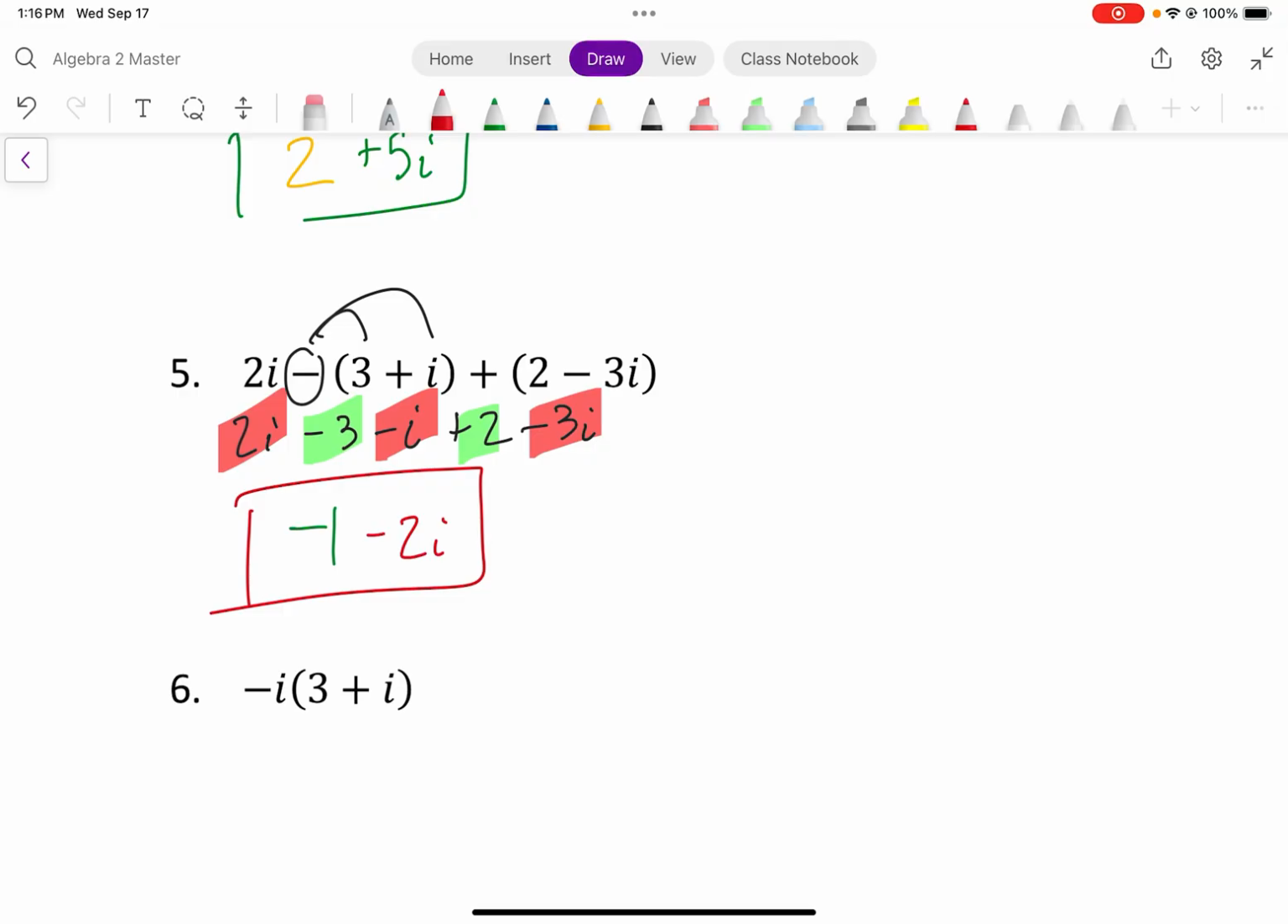If the quiz or test or something said write your answer in standard form, and you wrote 2i minus 1, that is not in standard form. You would lose partial credit.